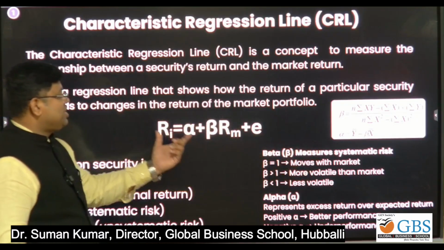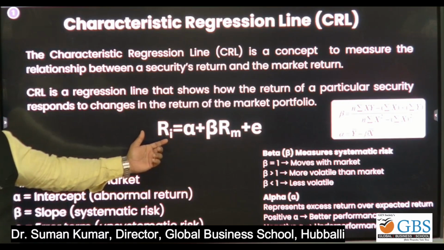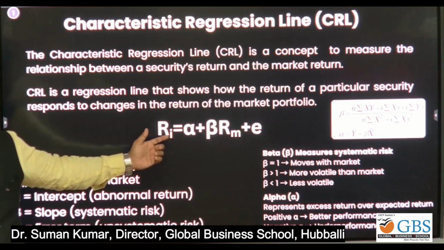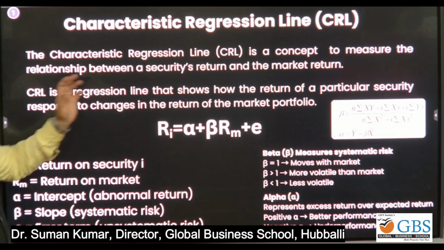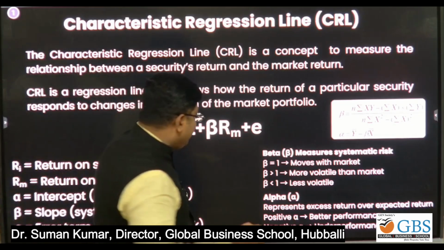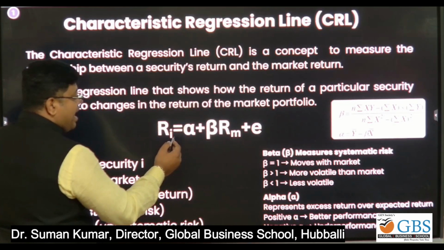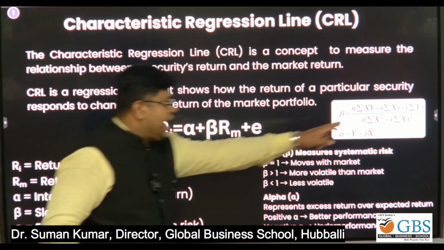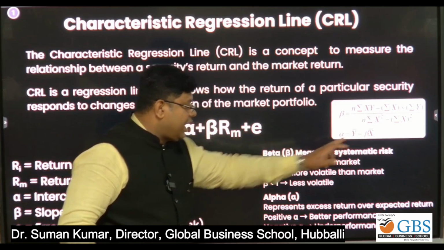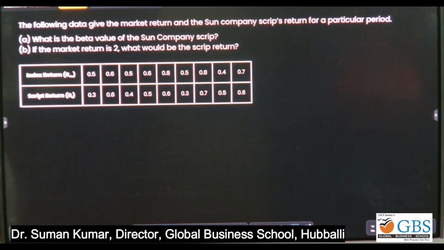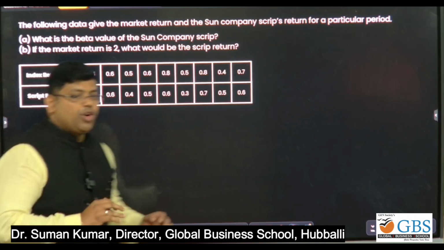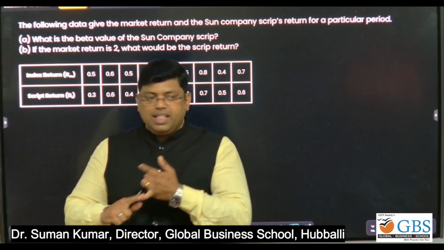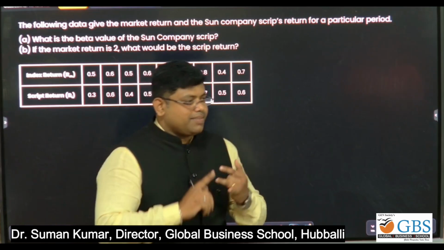Then we can substitute here. Done. Okay, let's solve. Write down the equation: Ri is equal to alpha plus beta Rm. Then you can write down this formula, and also this one. Once again, I'm going to explain this question, then I'll explain how to solve it.